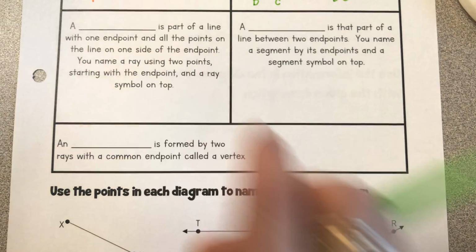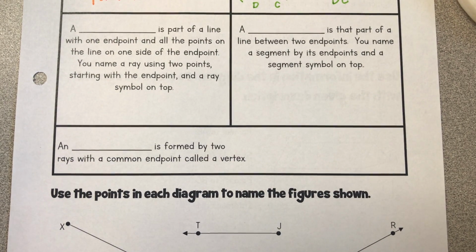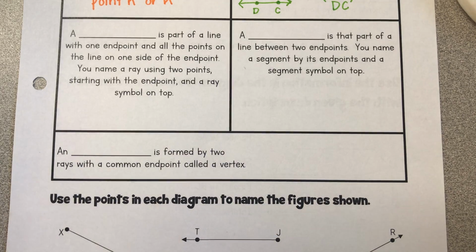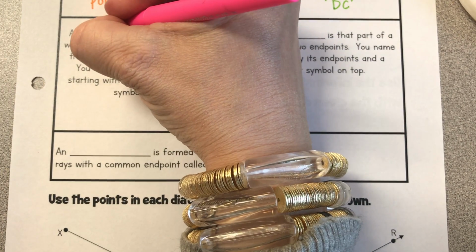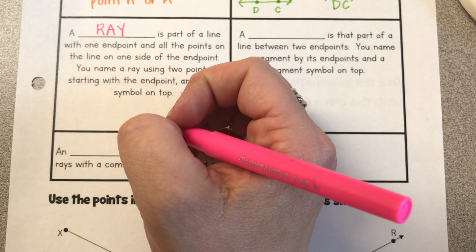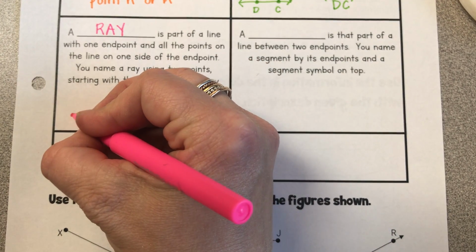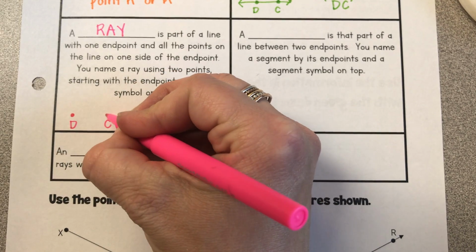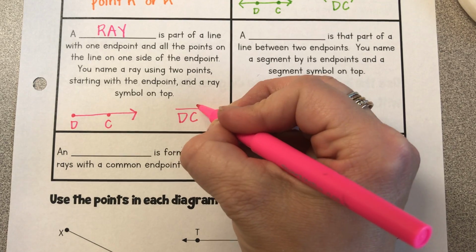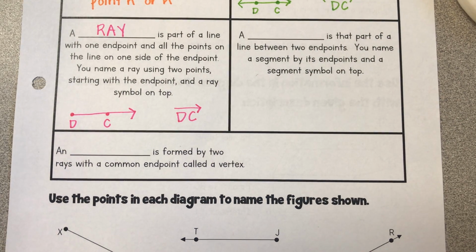Okay, then this middle left says a blank is a part of a line with one endpoint and all the points on the line on one side of the endpoint. And that is, I'll use a different color, that is a ray. So for example, if I gave you something that looked like this, let's say it started on D, went through point C and on forever, we would call that ray DC.